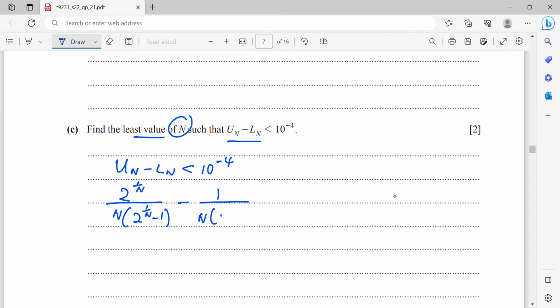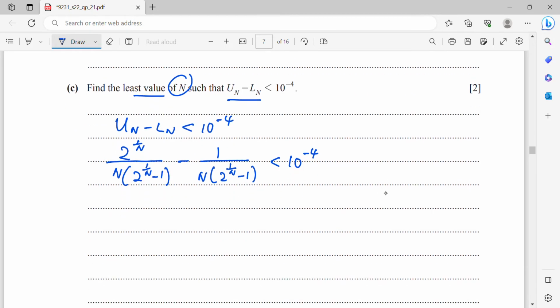2 power 1 over n minus 1, less than 10 power negative 4. So now you need to solve this inequality. You will notice that the denominators are the same. So just rewrite, combine the denominators, then the numerator becomes 2 power 1 over n minus 1, less than 10 power negative 4.